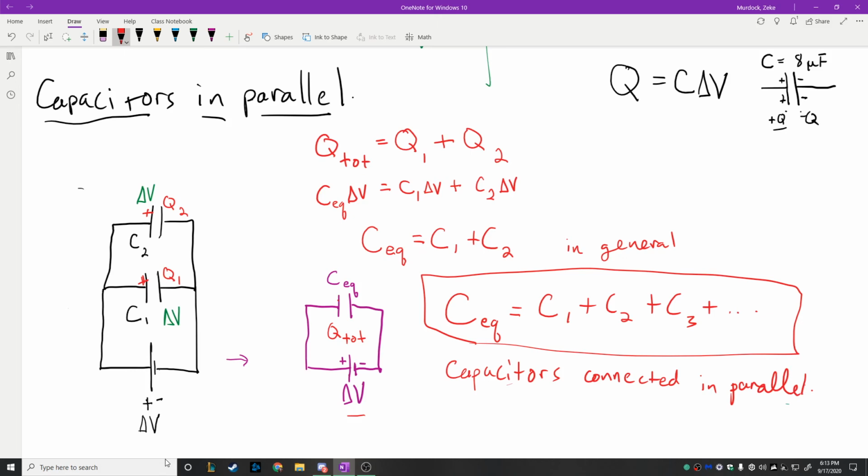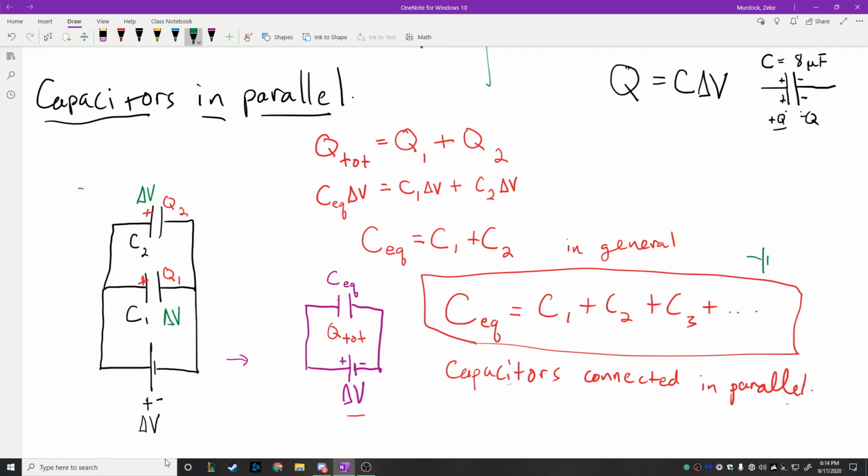Okay, so we've introduced a new language here with this word parallel. It doesn't mean the same thing as parallel from mathematics, but in a way, these lines kind of look like they're parallel. They wouldn't necessarily have to be. For example, I could slide these capacitors around a little bit and it wouldn't change the system at all.